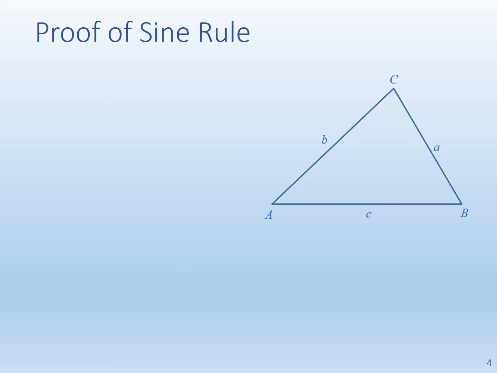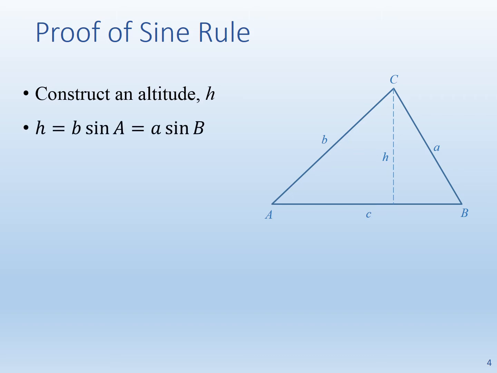Let's have a look at a proof of the sine rule. We'll drop an altitude from C down to the side c, and then we can say that the length of that side H in the right angle triangle at the left there is B times the sine of A, and using the other side there we can say that it's A times the sine of B in the second right triangle there. So dividing that by sine A times sine B, we will get that relationship there.